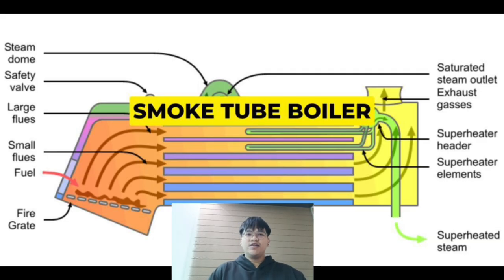Another important function of the furnace is protecting the boiler tube. A well-designed furnace will prevent the flame from directly touching the tube surface, and if the flame were to hit the tube, it could cause overheating, tube damage, or even unsafe boiler operation. So the furnace helps maintain proper flame position and safe temperature distribution.